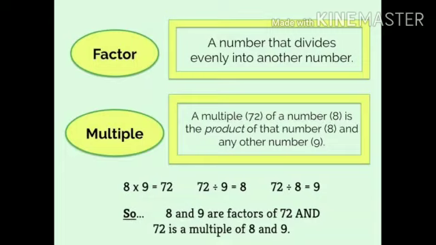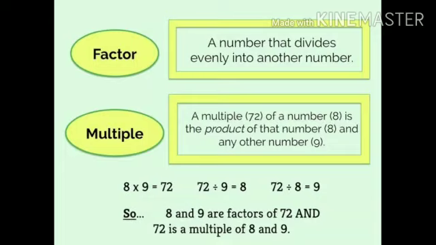Why? Because 72 is a number that divides evenly into other numbers. So 72 we can divide like 8 into 9. Therefore 8 and 9 are the factors of 72. Next we have multiples. Similarly we can say 72 is a multiple of 8 and 9. Why? Because when we multiply 8 by 9 we get 72. So 9 is also a factor of 72, and 72 is a multiple of 9 also.